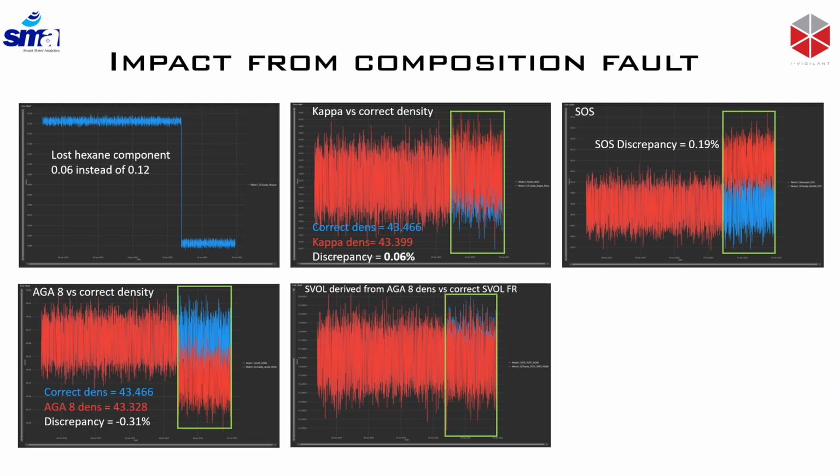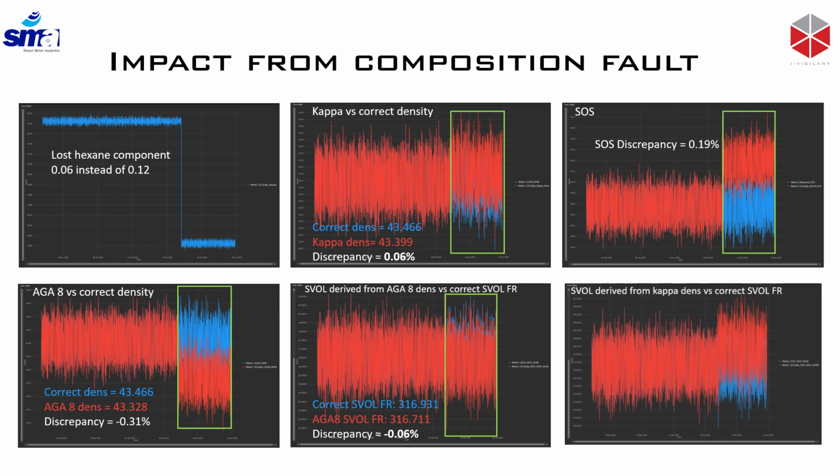But then if we derive the standard volume flow rate based on the AGA density versus the correct standard volume flow rate, there is actually not too much of a difference. We get 0.06%. However, it will actually introduce some error in the CV because of the loss of the hexane. But the main idea is that we can utilize the kappa method comparison against the AGA-8 density method as our cross-diagnostic feature, because it can give us a sign that there is some issue with the GC.